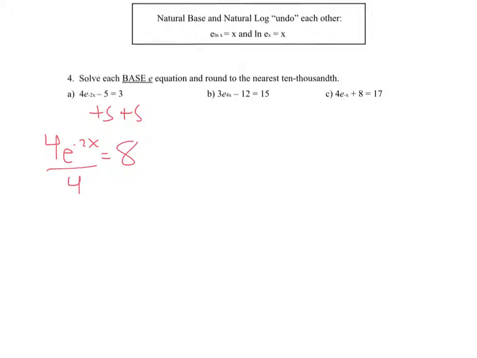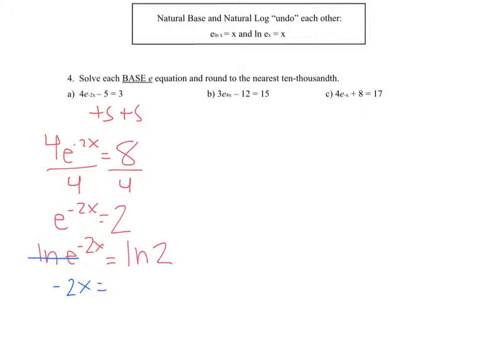I'm then going to go ahead and divide by the 4 so that I have e to the negative 2x power equals 2. And then to get rid of the e, I'm just going to add an ln to both sides, a natural log to both sides. And that's going to make it on the left-hand side where the natural log and the e are totally gone, and all I'm left with is negative 2x. And then I still am going to have that natural log of 2 on the right.